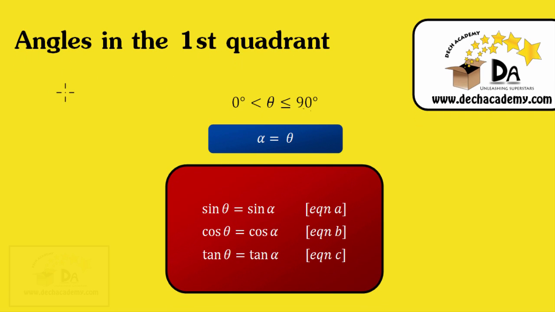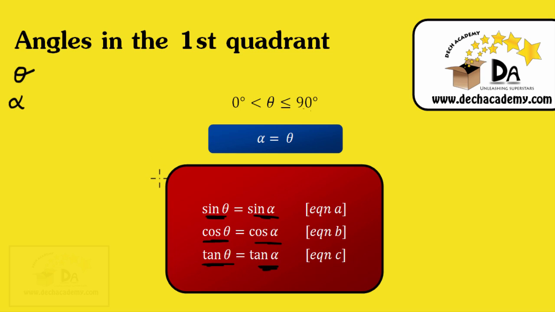Now, the approach is as follows. If you need to find the sine or cosine or tangent of angle theta, all you need to do first is find a related angle alpha given by this formula. For angles in the first quadrant, the angle alpha is equal to the angle theta, and the sine of that angle theta is sine of alpha. The cosine of the angle theta is the cosine of angle alpha. The tangent of angle theta is the tangent of angle alpha.